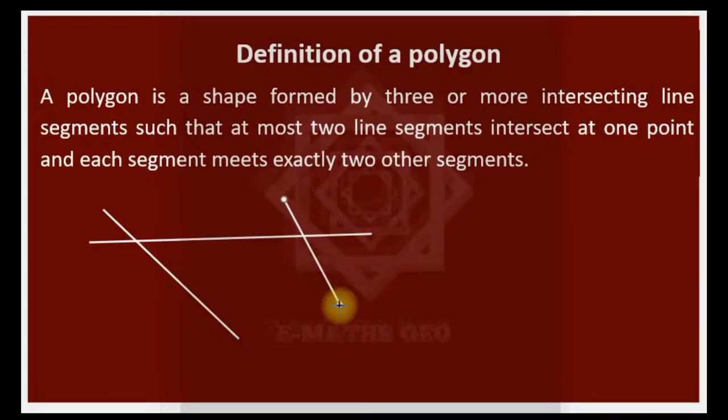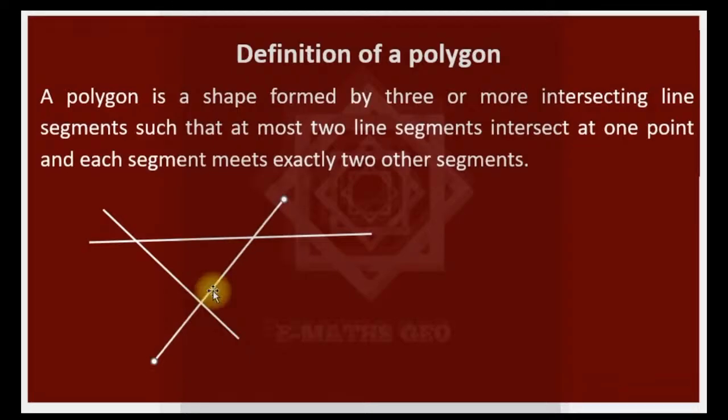Okay, finally. Exactly, this is now a polygon because we have 3 line segments and each of them intersects 2 other line segments. So this is a polygon.